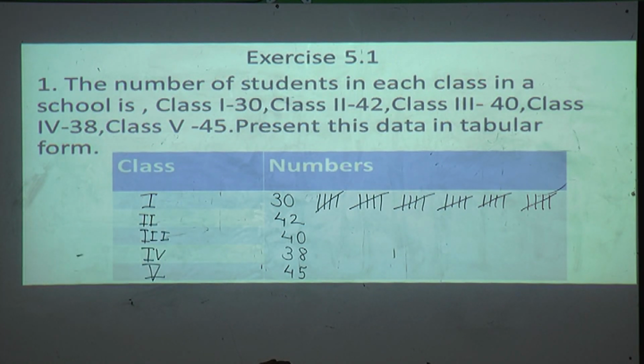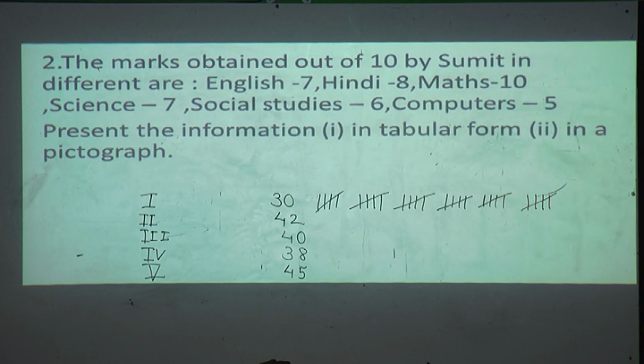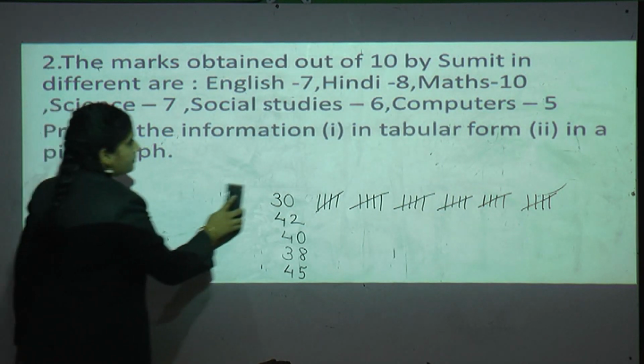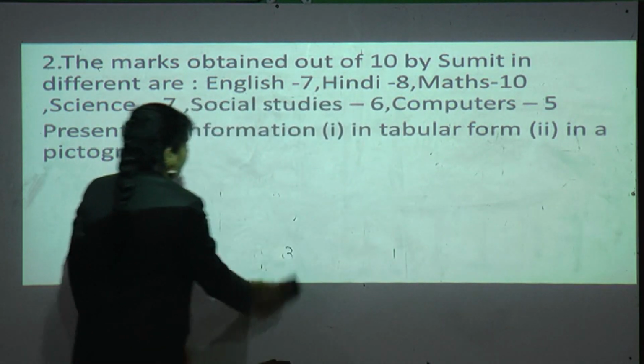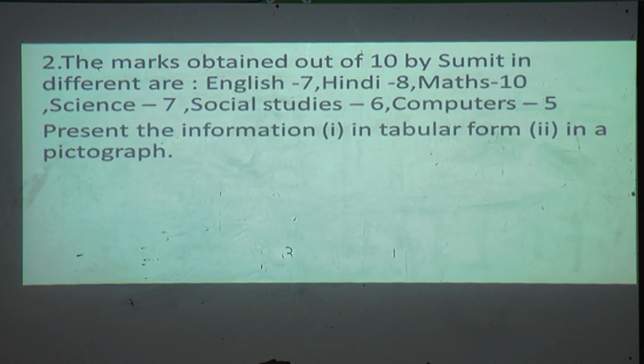Now students, we will solve question number 2. Here, read the question carefully. The marks obtained out of 10 by Sumit in different subjects are English 7, Hindi 8, Maths 10, Science 7, Social Studies 6, Computers 5. Present the information in tabular form and in pictograph also.